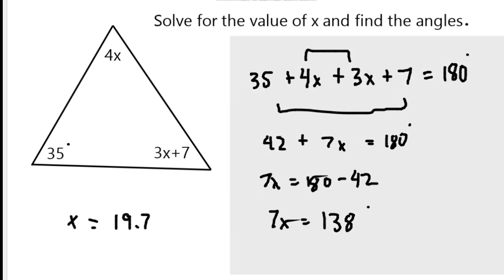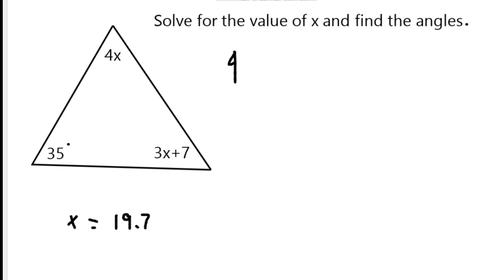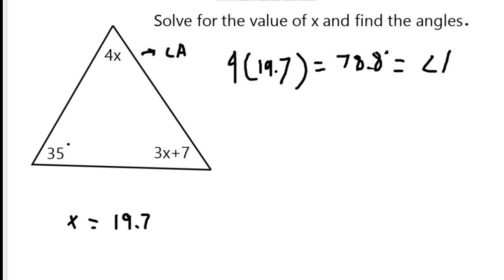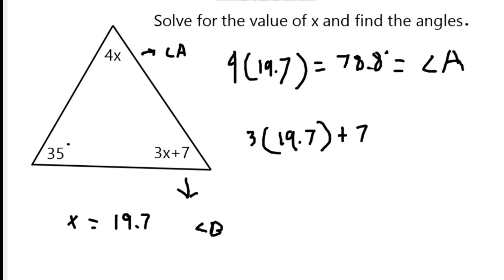We used the calculator here because they are not whole numbers and it is not divisible. So let's plug the value of x into our given algebraic expression. We got 4 times 19.7, which is 78.8. Let's call this angle A. So angle A is 78.8 degrees. Now let's plug in the value of x, which is 19.7, plus 7. We perform the parentheses first. So 3 times 19.7 plus 7 is going to be 66.1. So that's the value of angle B.